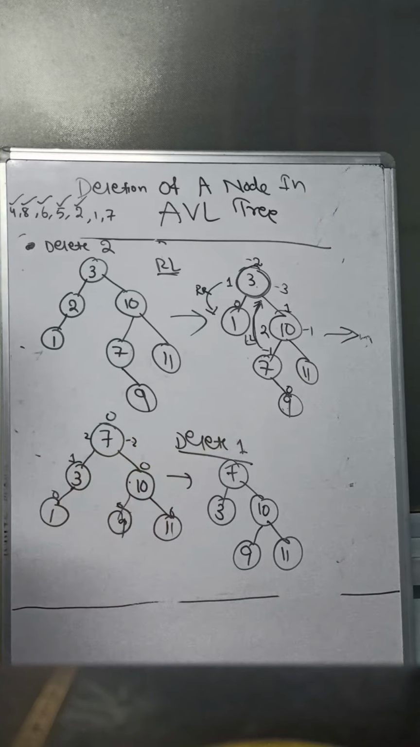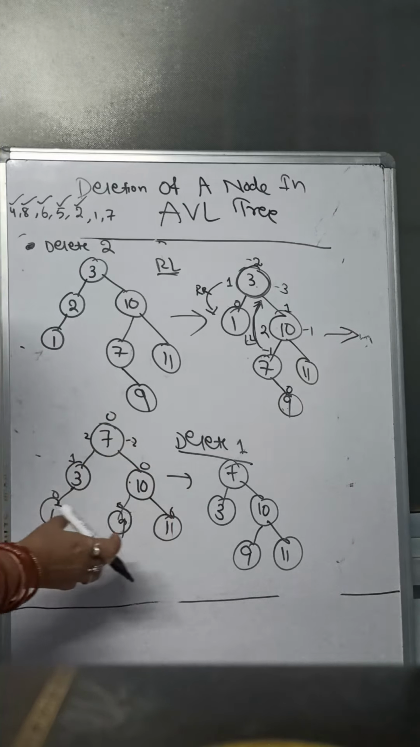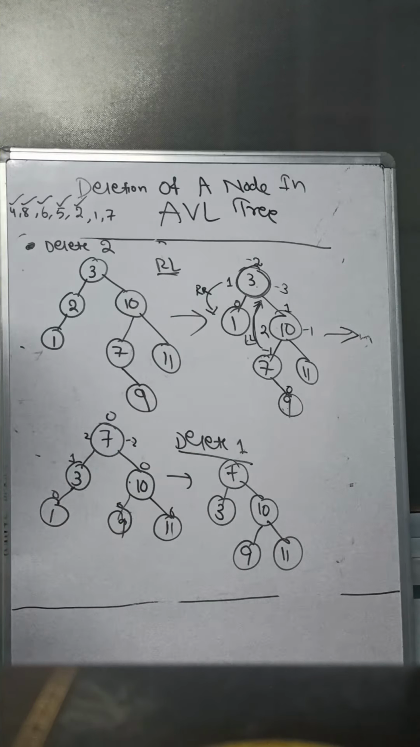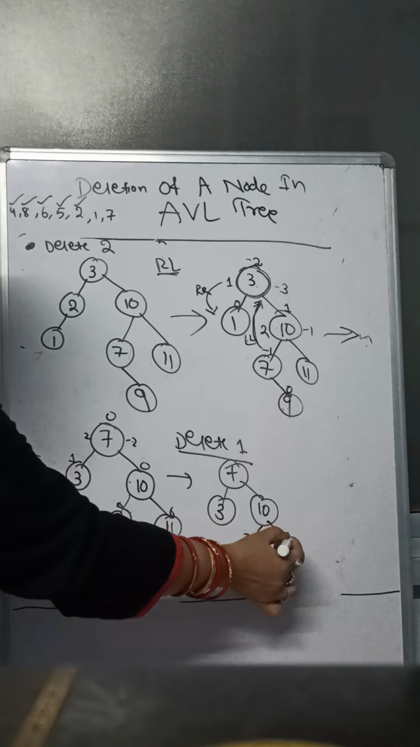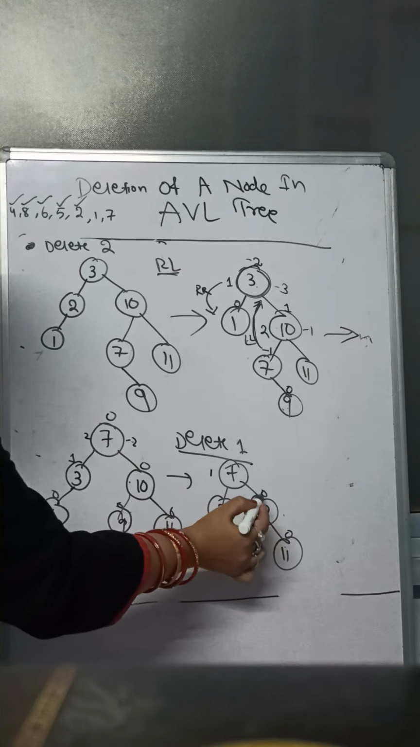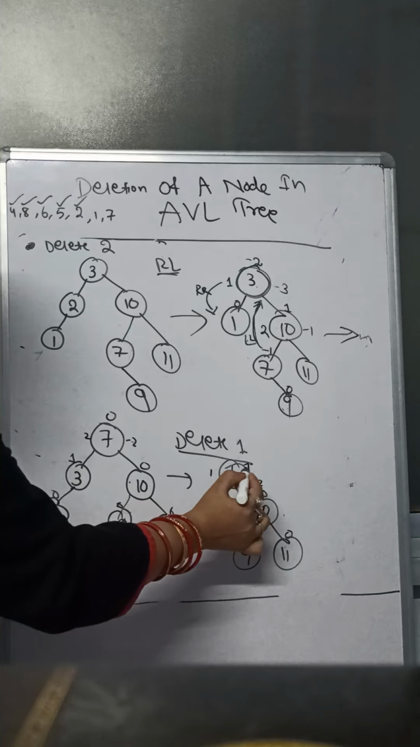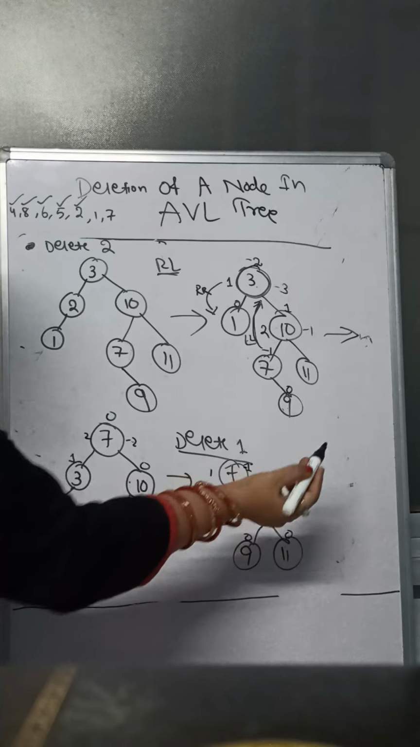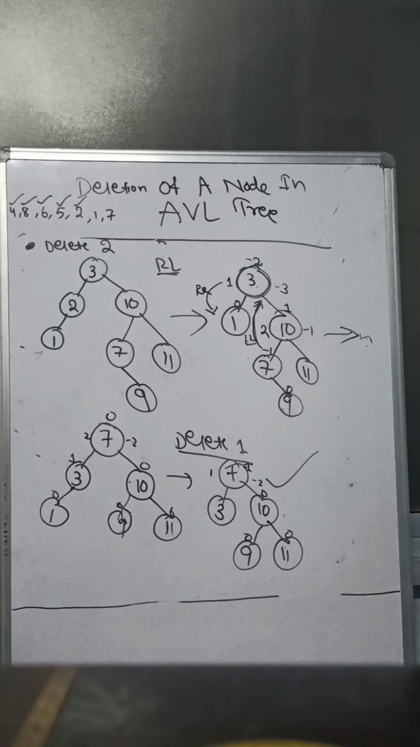Then I have to delete 1 from here. After deleting 1, I again have to calculate the balance factor. This is 0, this is 0, 0, 1, 0, minus 1, 0, 0, 1, 0, minus 1, minus 2. So the balance factor is minus 1. So this is also balanced. No need for any rotation. Now I have to delete 7.